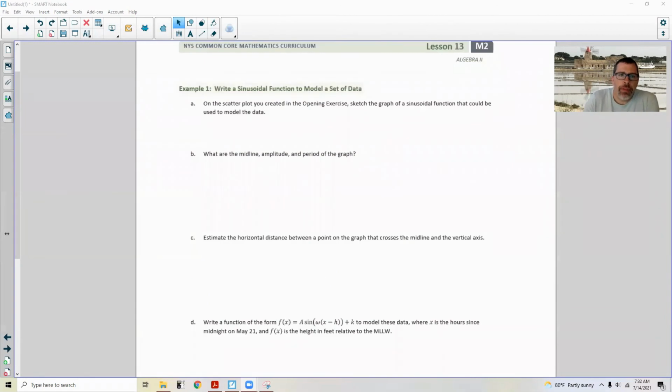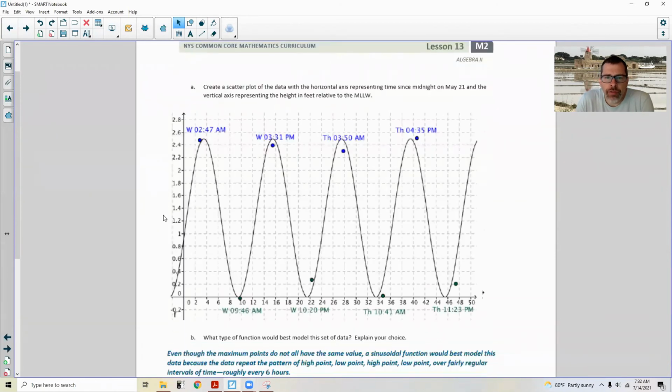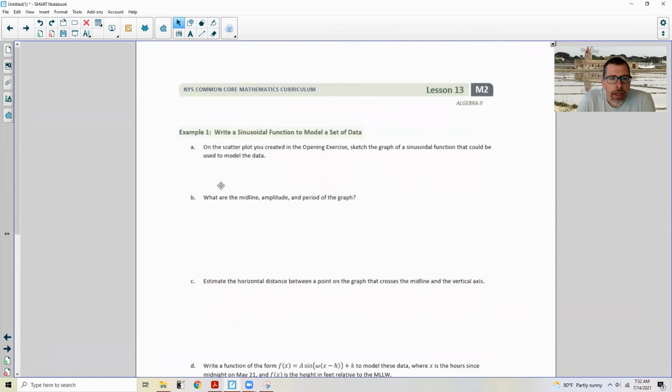All right, page 3 says example 1, write a sinusoidal function to model a set of data. A, on the scatter plot you created in the opening exercise, sketch the graph of a sinusoidal function that could be used to model the data. So I will go back to that page and I have brought in one that has all the data points labeled and an approximation of the graph so that it is sinusoidal, so that it does have the same height at every period. Okay, and so there it is.